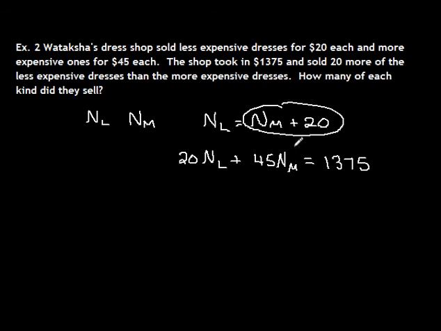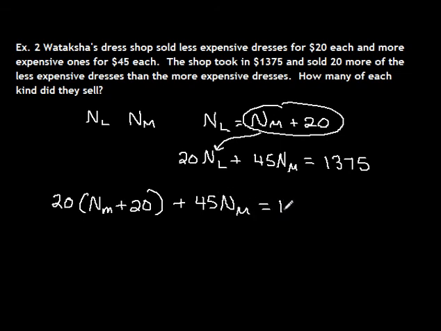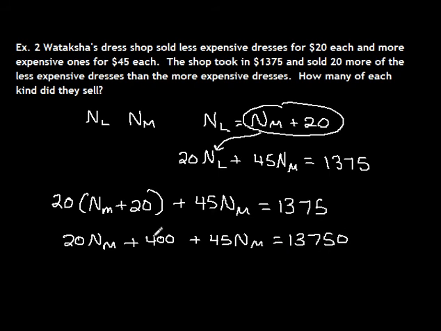Now you can see this one's a substitution problem, where the last one looked more like an elimination problem. So you can do either one either way. So we're going to plug that in for the number of less expensive. So we get 20 times the number of more expensive plus 20, plus 45 times the number of more expensive, equals 1,375. We distribute that, so it'd be 20 more expensive dresses plus 400 plus 45 more expensive equals 1,375, and then we just combine: 65 more expensive equals, and we subtract 400.